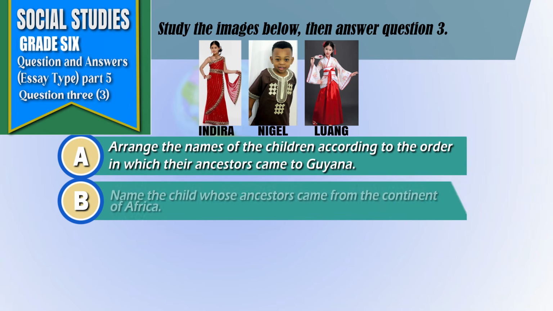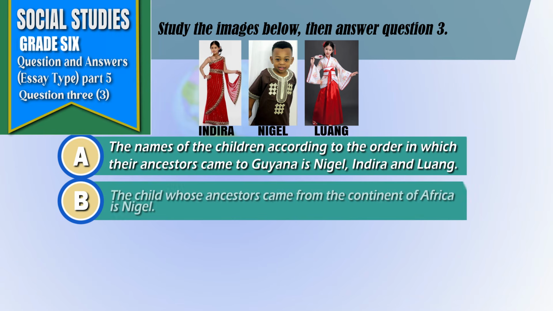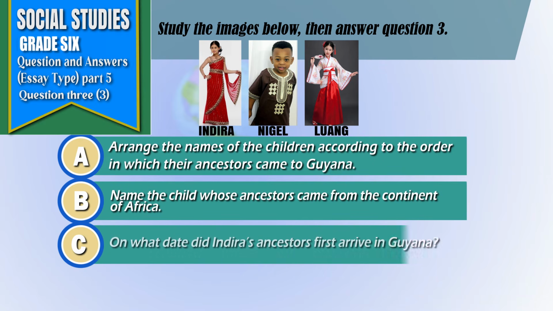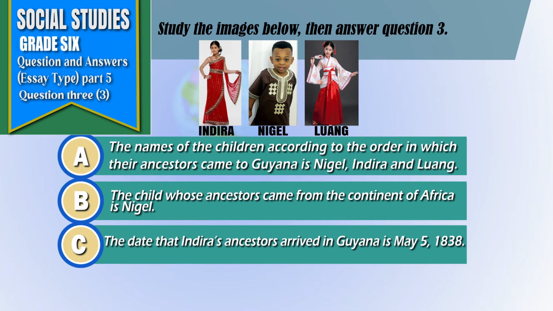Next, name the child whose ancestor came from the continent of Africa. The child whose ancestors came from the continent of Africa is Nigel. The C part. On what date did Indira's ancestors first arrive in Guyana? The date that Indira's ancestors first arrived in Guyana was May 5, 1838.